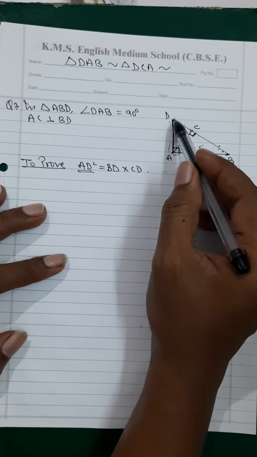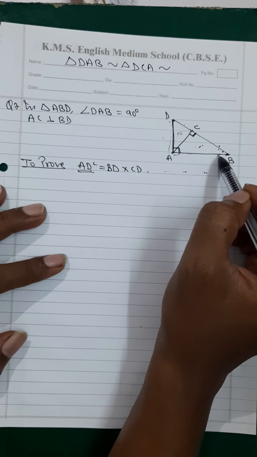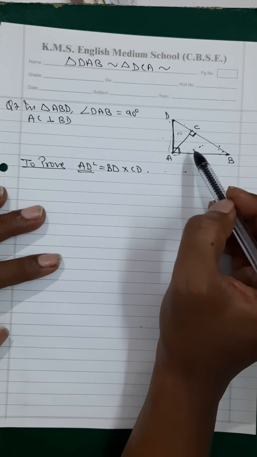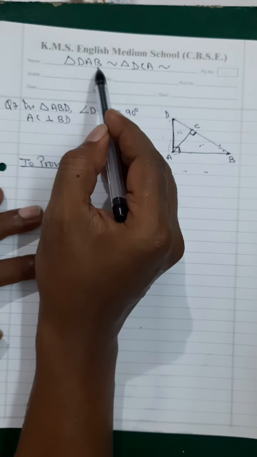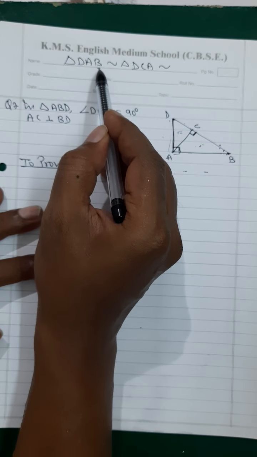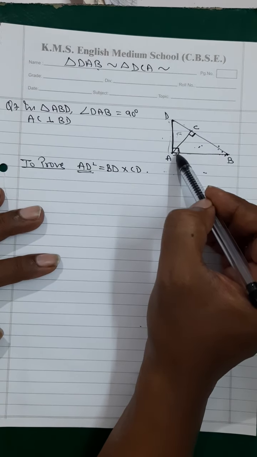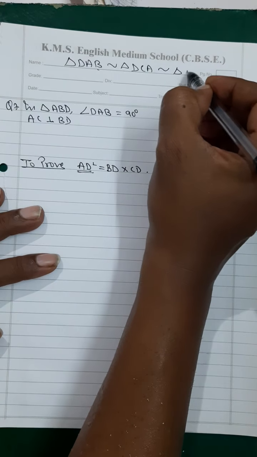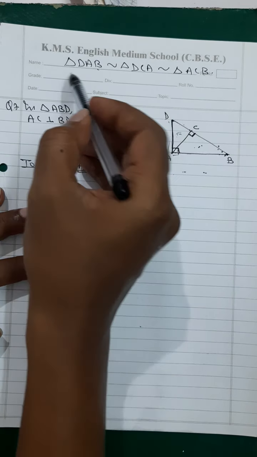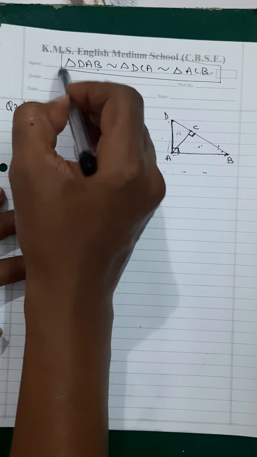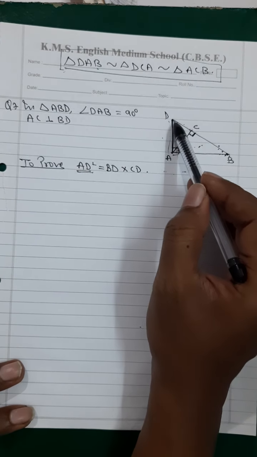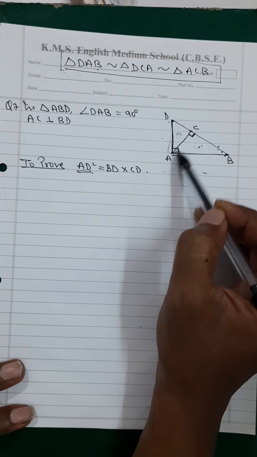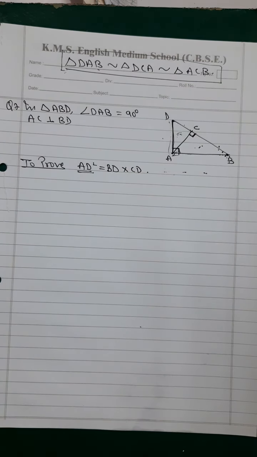No, not B. I will have to start with A. Sorry. B is a common one and B is last. So B has to come last. I will have to start from ACB. Triangle ACB. See, this is the similarity that they will be maintaining. Triangle DAB is similar to triangle DCA, similar to triangle ACB. This is the similarity they are going to maintain, and this you can prove very easily.